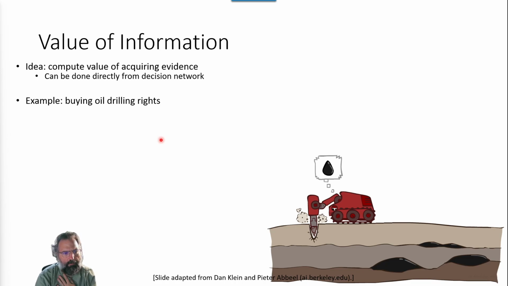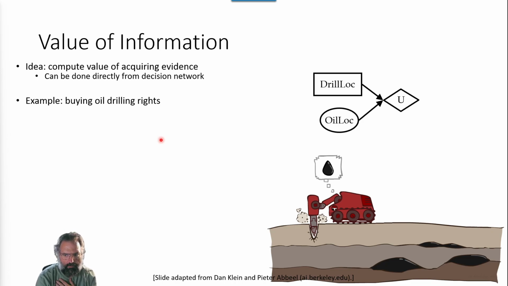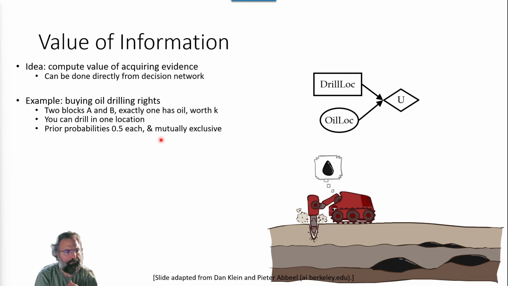So an example of buying oil drilling rights. You likely would want to make a choice ahead of time of which one of the blocks has your oil is what we're basically coming up with. So you've got two blocks. One of them has oil. One of them has a certain worth. So A and B, exactly one has oil, right, which has a worth of K.